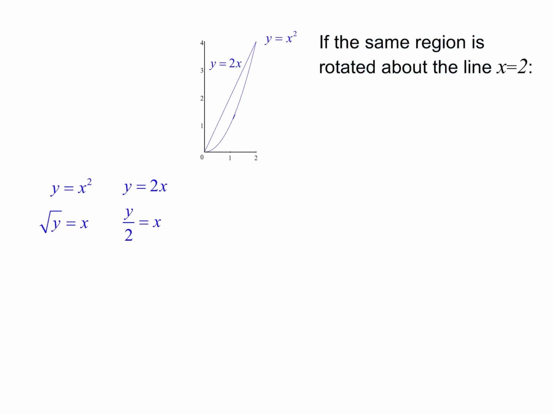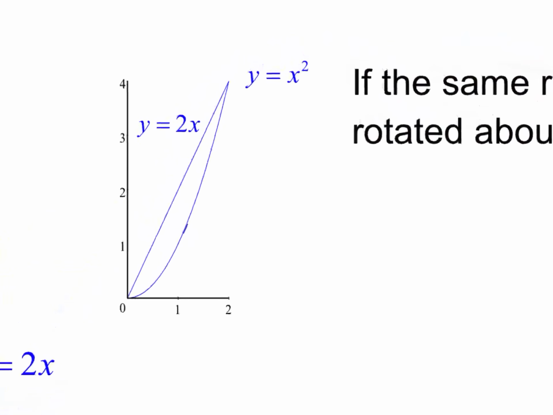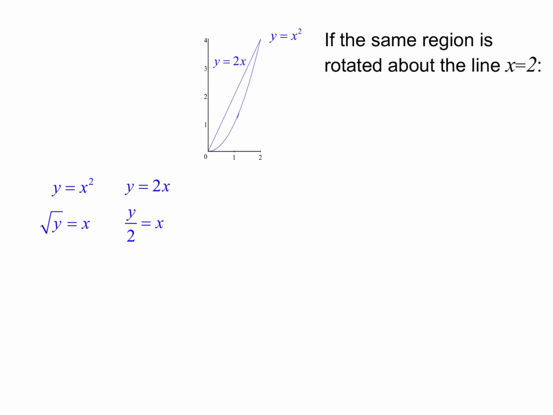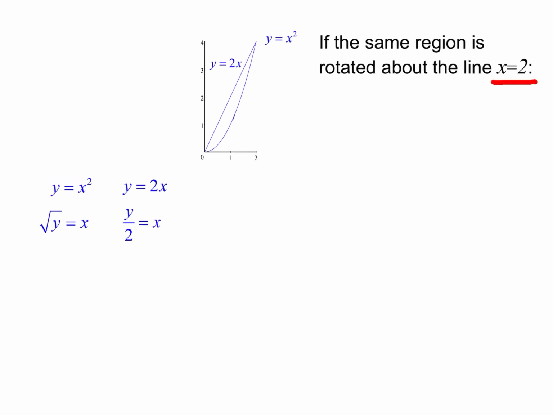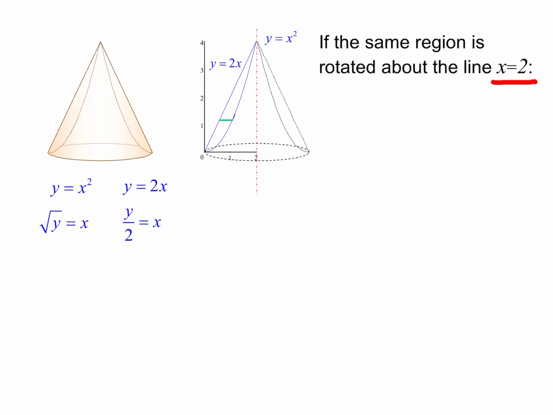Now the next one in your notes is this one. It's the exact same area with the exact same curves, but this time we're going to rotate it around the line x equals 2. So things are going to be a little bit tougher. There's the line x equals 2. We're going to rotate it that way. So the shape is different. Now it's like a cone on the outside, and the inside that's hollow is more curved.